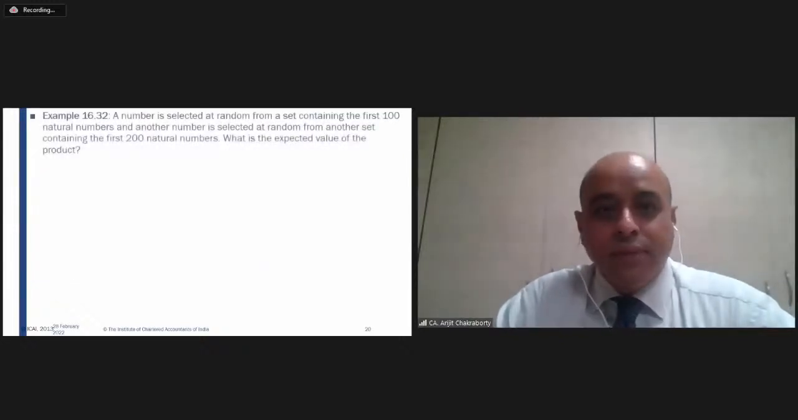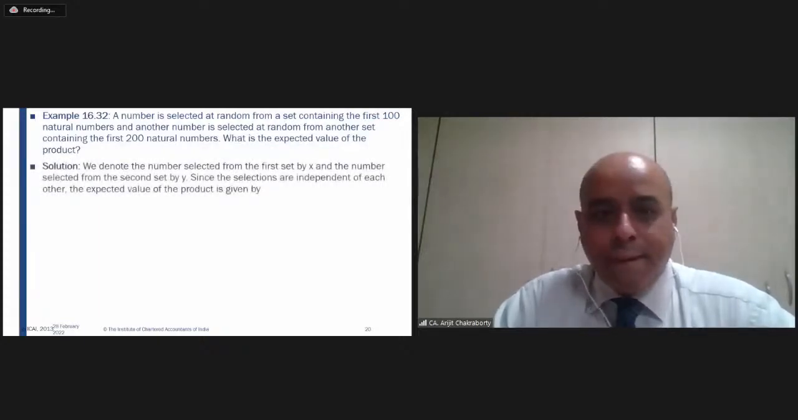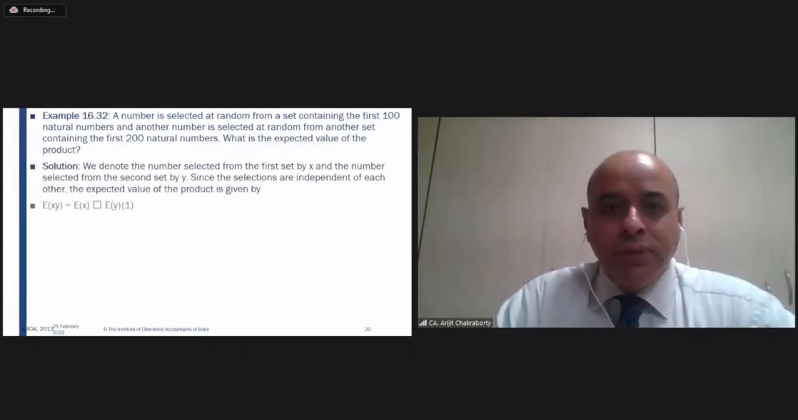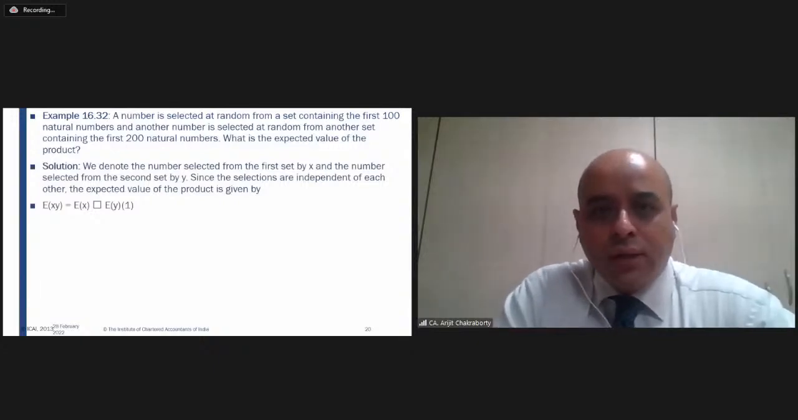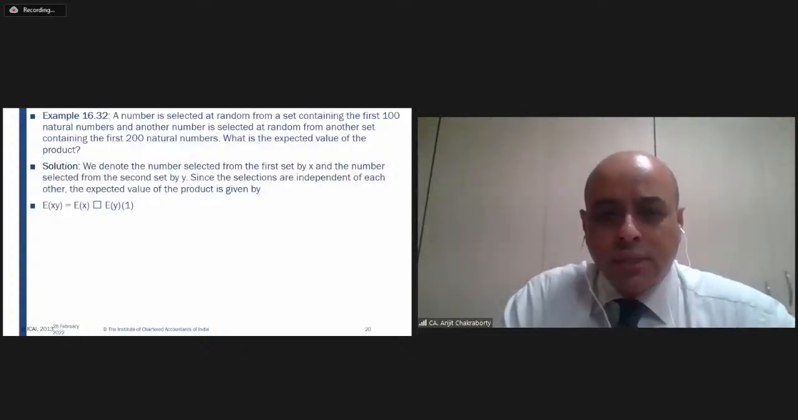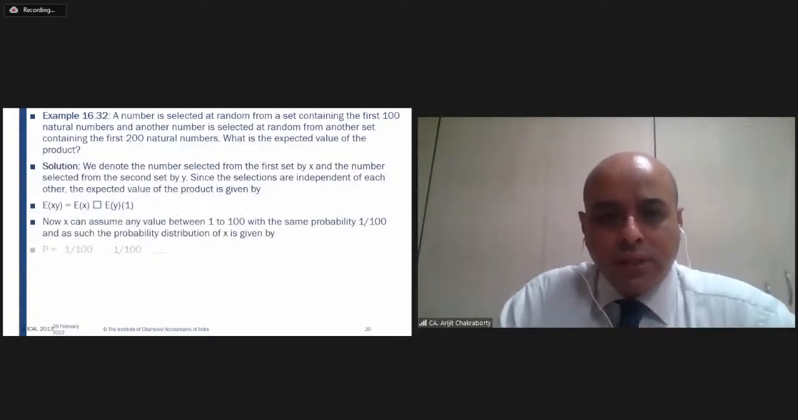The next question: a number is selected at random from a set containing the first 100 natural numbers, and another number is selected at random from another set containing the first 200 natural numbers. What is the expected value of the product? Okay. So that means we are selecting a random number from a set containing the first 100 natural numbers, and another number is selected again from another set containing the first 200 natural numbers.